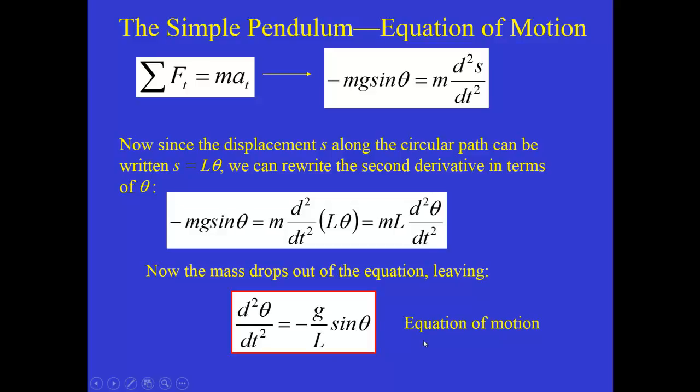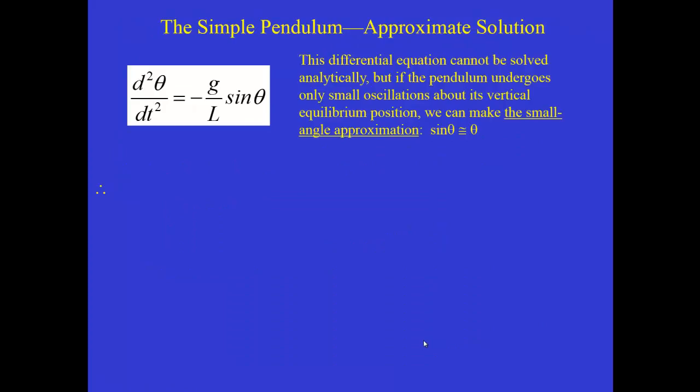Now let's compare this equation of motion to the one that we had with the mass spring system. Notice that it's not the same, because in the mass spring system we had the second derivative of x, and then we had minus some constant times x itself. Here, instead of having theta, we have the sine of theta.